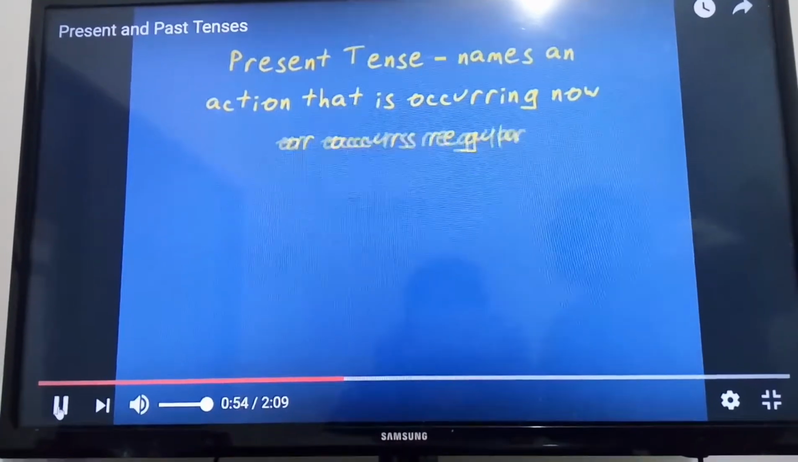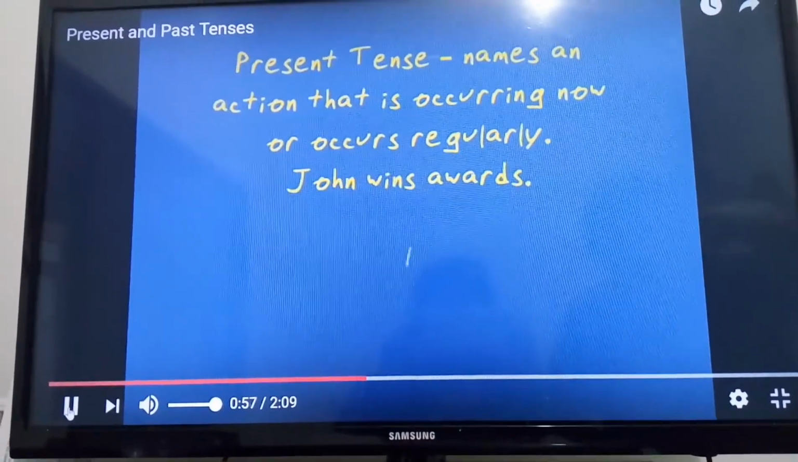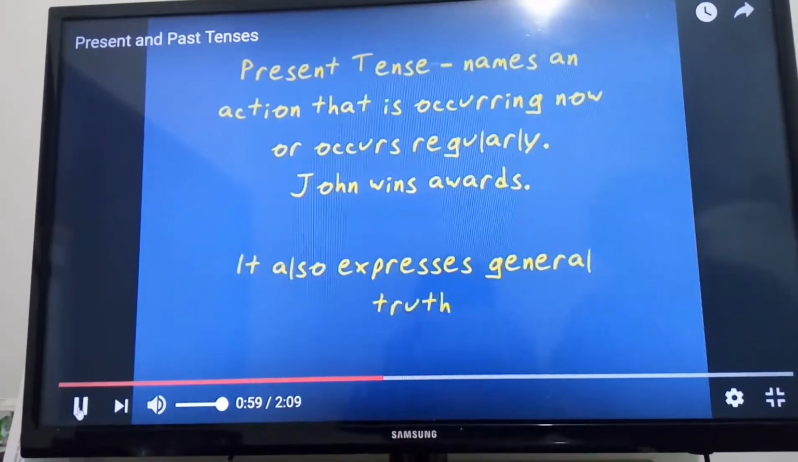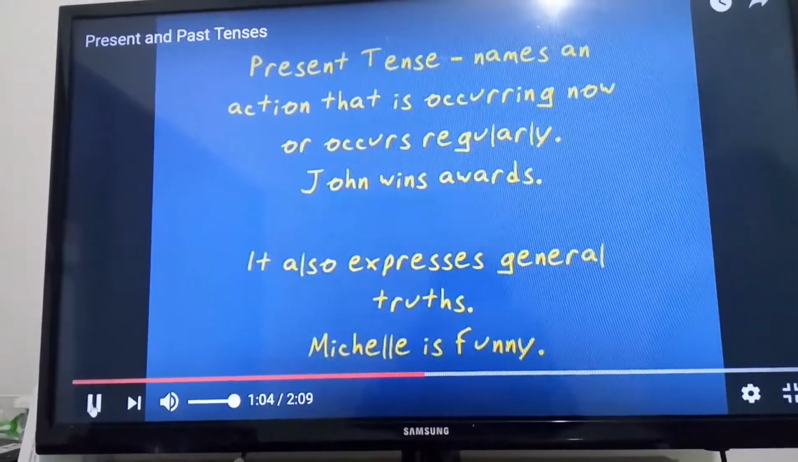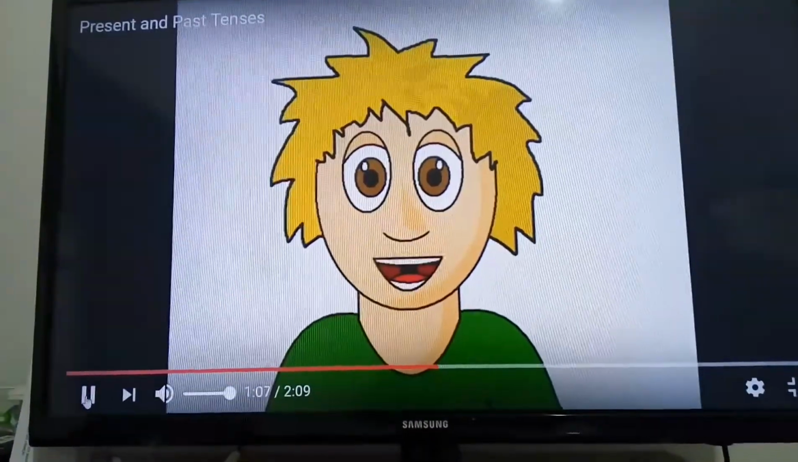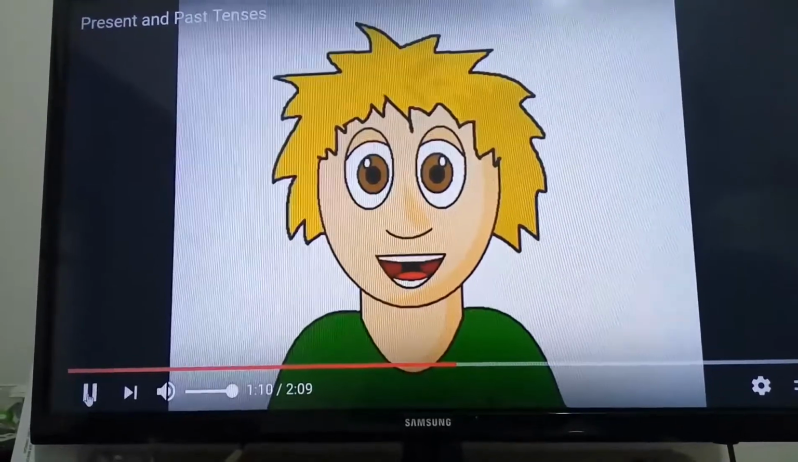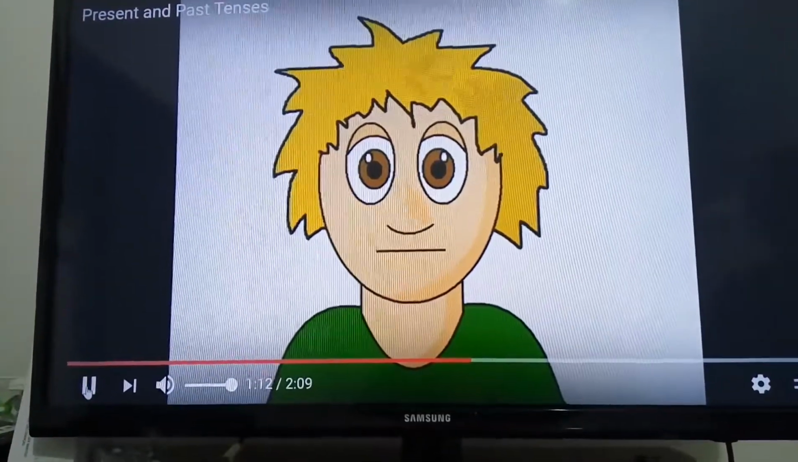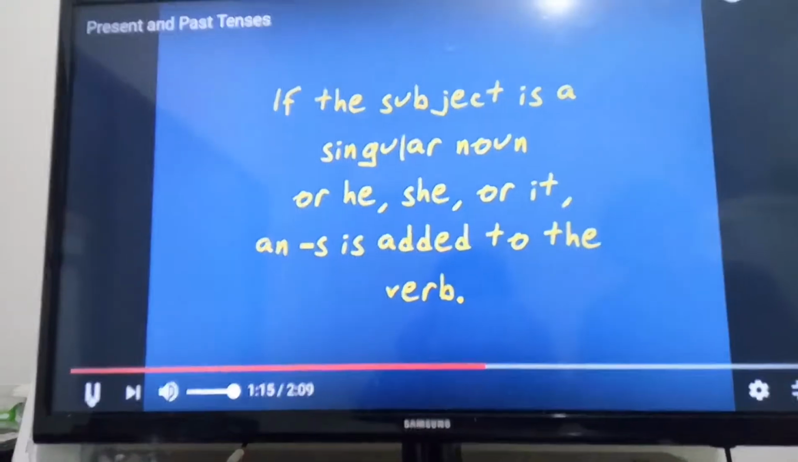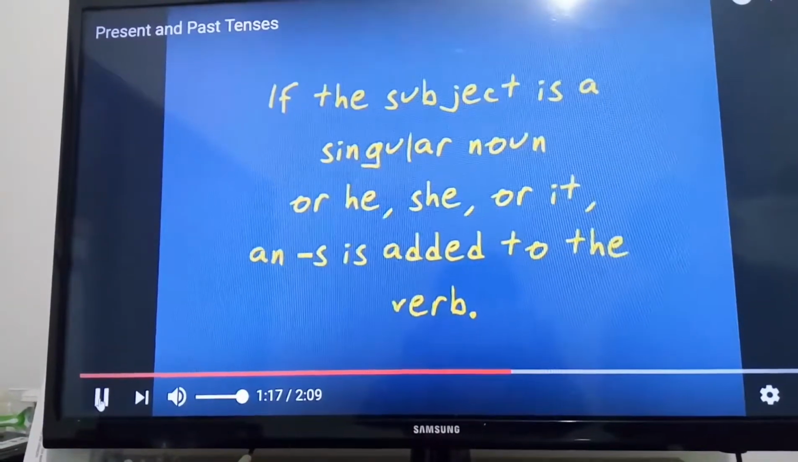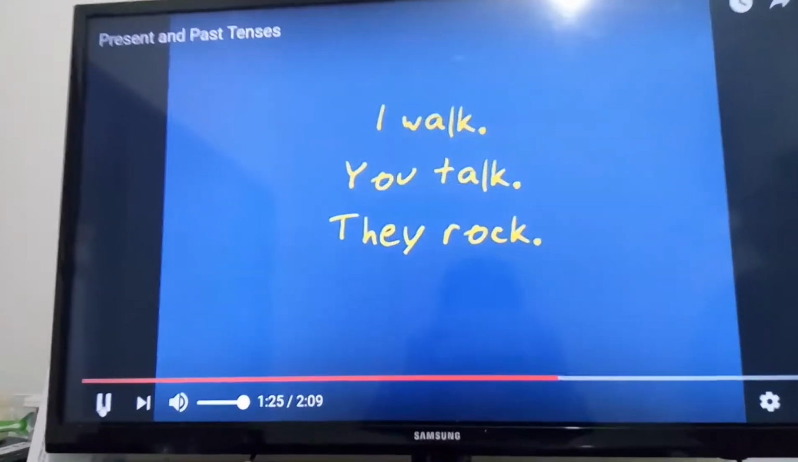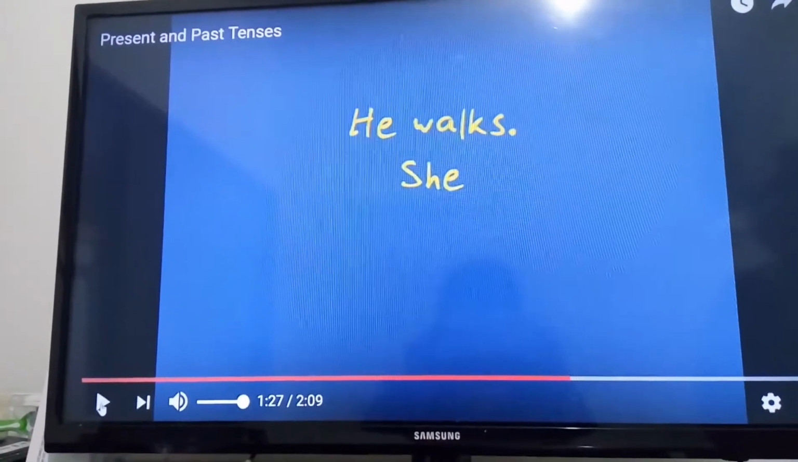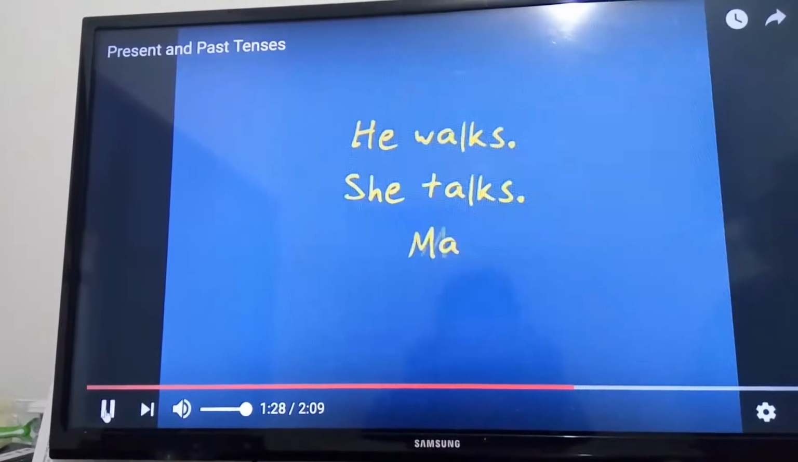For example, John wins awards shows that he is doing that now. It can also express general truths. Michelle is funny. It is a general truth because Michelle is usually quite funny. When the subject is a singular noun, or he, she, or it, an S is added to the verb. Here are a few examples of the present tense without the S. Here are a few examples of the present tense with the S.